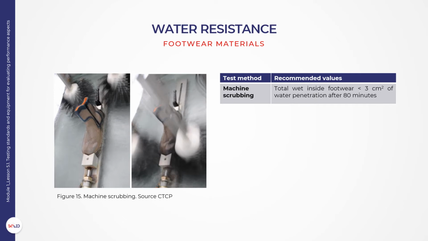The horizontal motion of each brush is completed by a rotational movement, the direction of which changes at the end of each horizontal cycle. The direction of rotation of each brush is the same as the corresponding backwards or forwards motion. The horizontal distance between the 2 brush systems should be adjusted so that the whole surface of the footwear upper touches the bristles. This test method is useful to evaluate if the shoe just has a superficial water repellence treatment. The passage of the brushes will remove the superficial treatment and effectively evaluate the water resistance of the shoe. Recommended values: total wet area inside footwear less than 3 square centimeters of water penetration after 80 minutes.